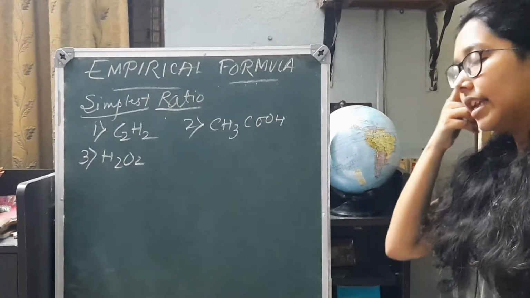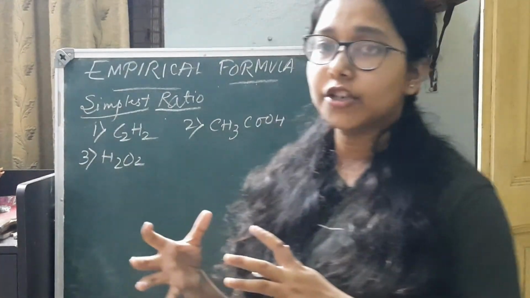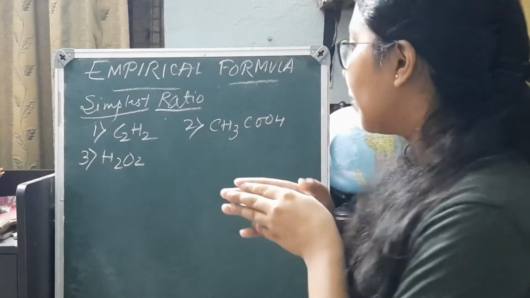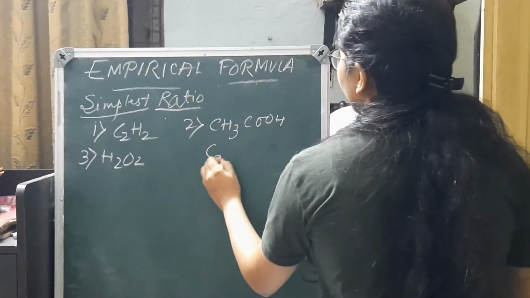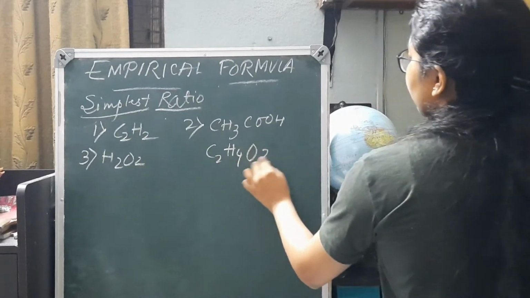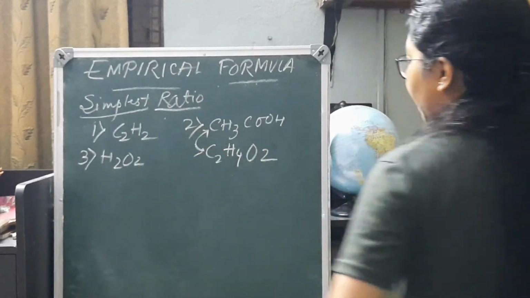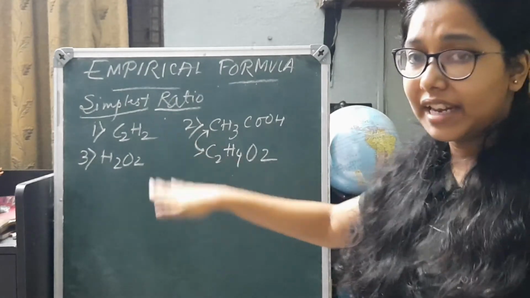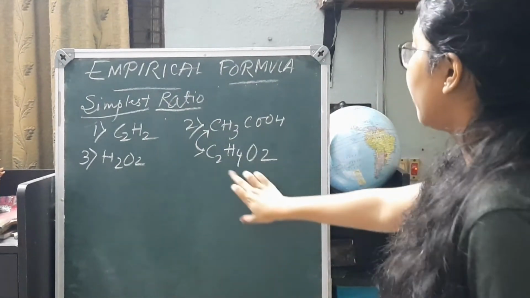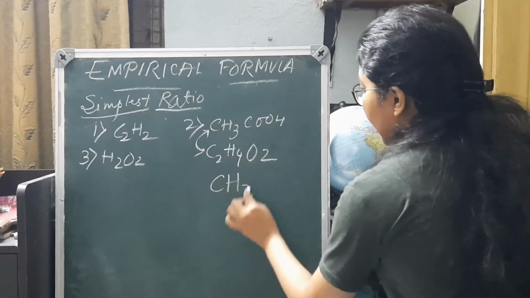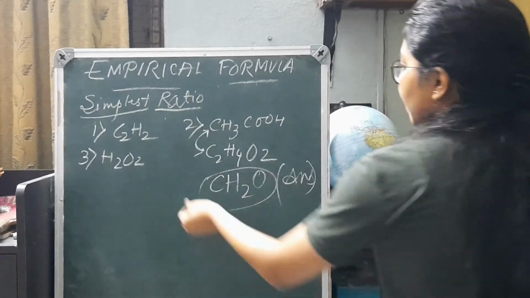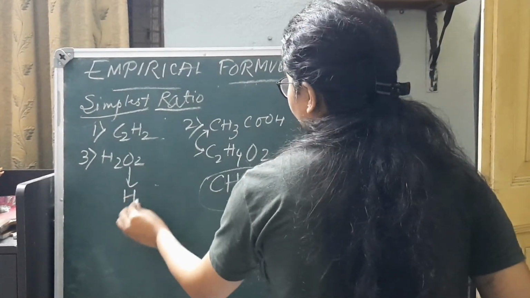CH3COOH. If it is given in this form, always ensure that you actually go for taking all the elements in one place. What do I mean by that? I am taking C2H4O2. Okay. Both represent the same thing. Now tell me the empirical formula. Very easy. The maximum possible number which it can be divided by is 2. So the formula is CH2O. This is the empirical formula. And for this one, it is just like the previous one. The empirical formula is HO.